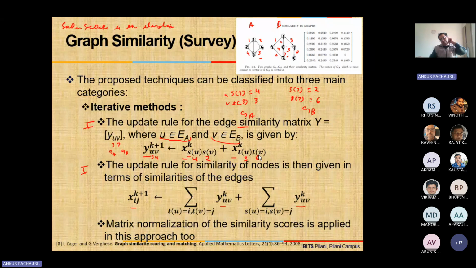In that case, this method, suggested by Zager and Verghese, takes care of the node connectivity as well as the edges. So this includes more information about the graph connectivity. So this similarity score is more graph connectivity oriented in comparison to the Blondel method. Blondel only updated the similarity scores based on their neighboring nodes.